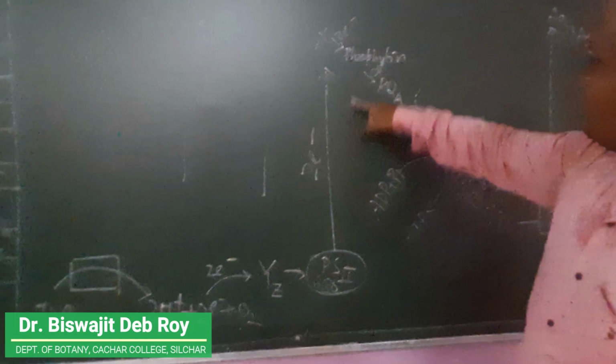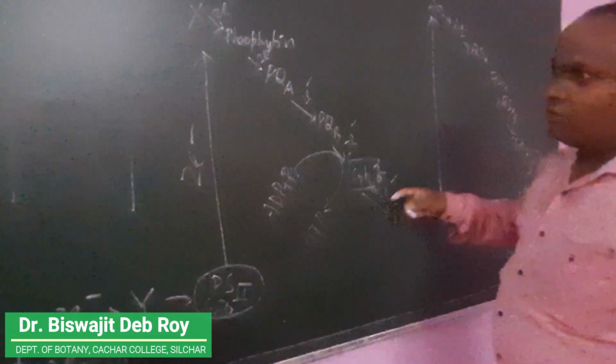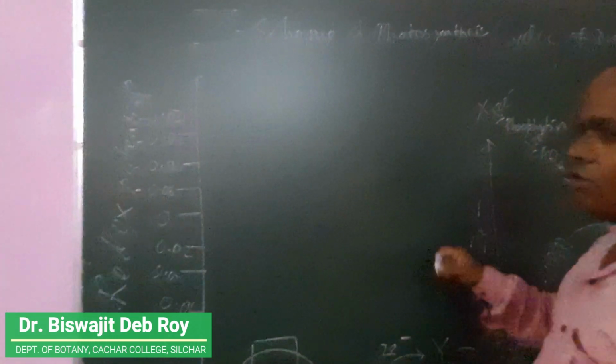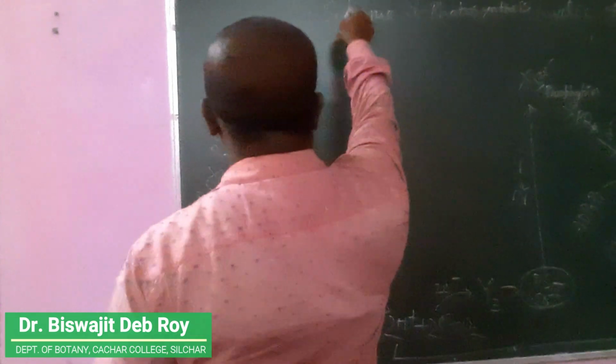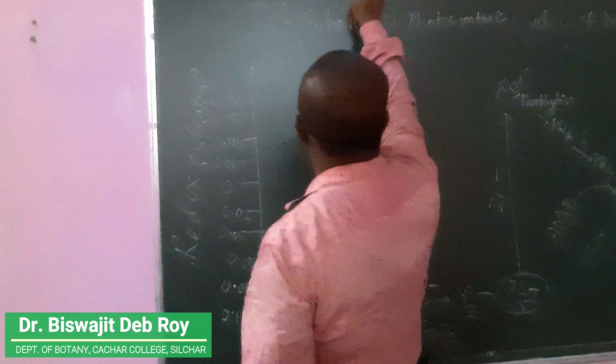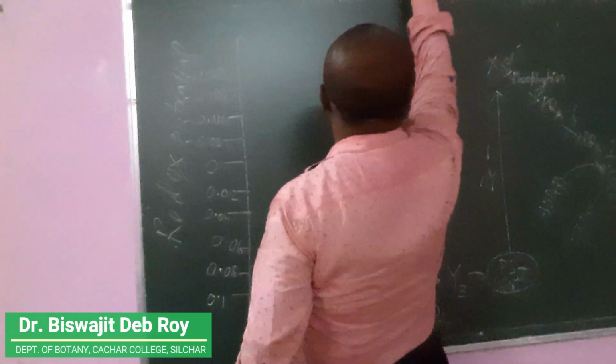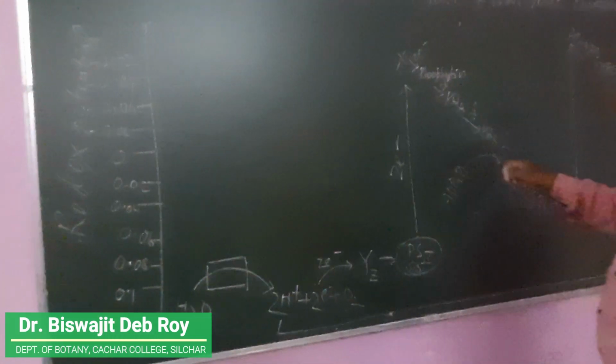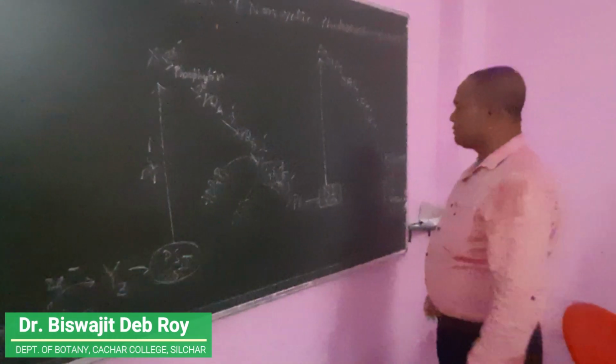So this way both, it looks like Z. If we think, it looks like Z, isn't it? So its name is Z scheme. This scheme was proposed by Jablonski. So here both cyclic and non-cyclic photophosphorylation occur.